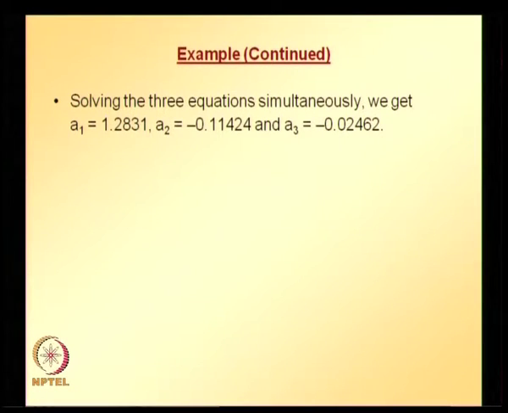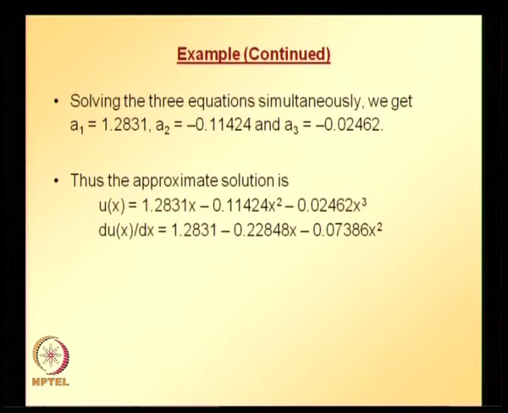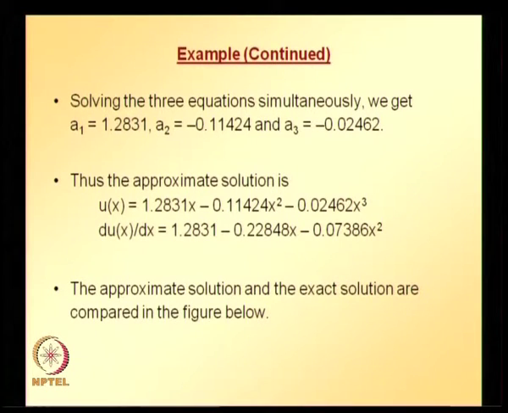The next step is to substitute these a1, a2, a3 into the admissible trial solution we started out with, and then you get the approximate solution. By taking the derivative of this you get the second equation that is given there. Then, to see how the approximate solution matches with the exact solution, you can overlay the exact solution plot with this approximate solution. The approximate solution and exact solution are compared in the figure below.